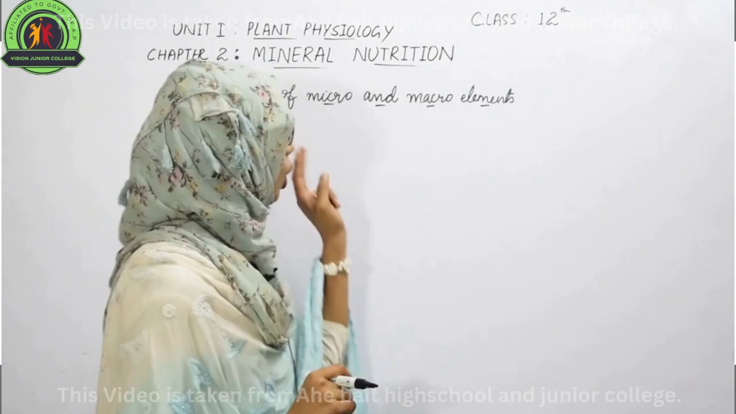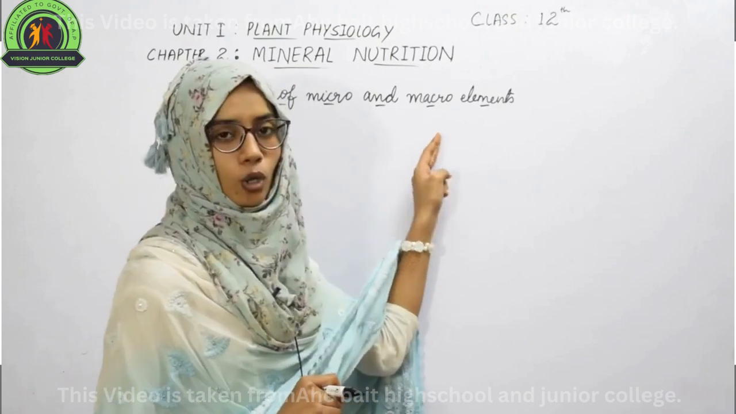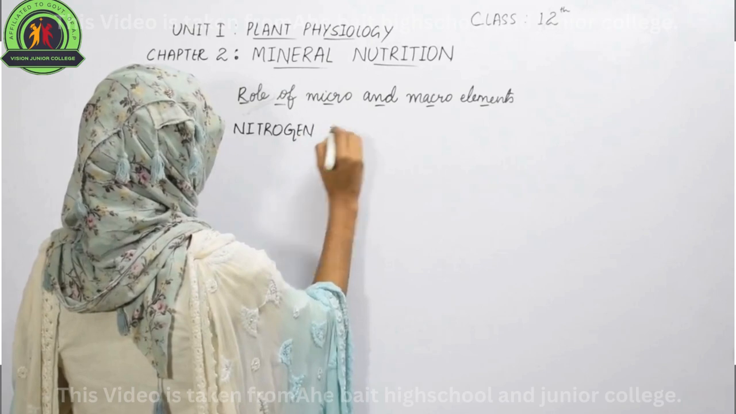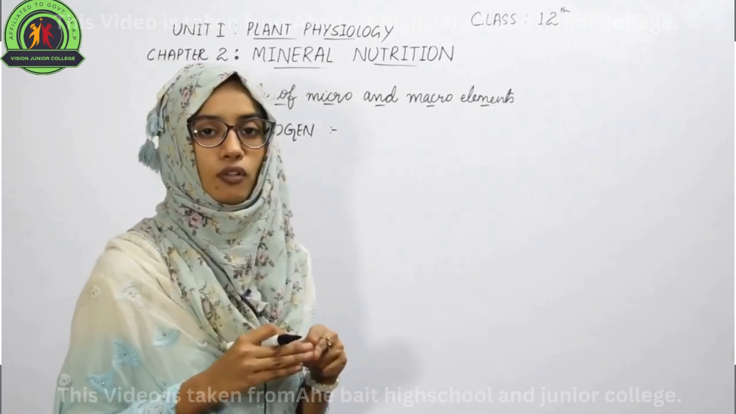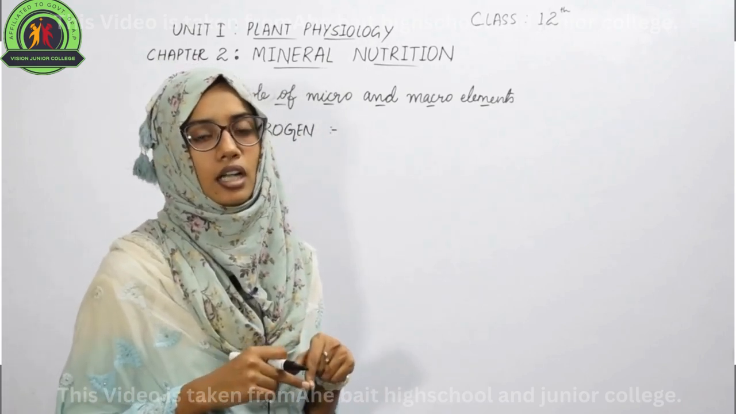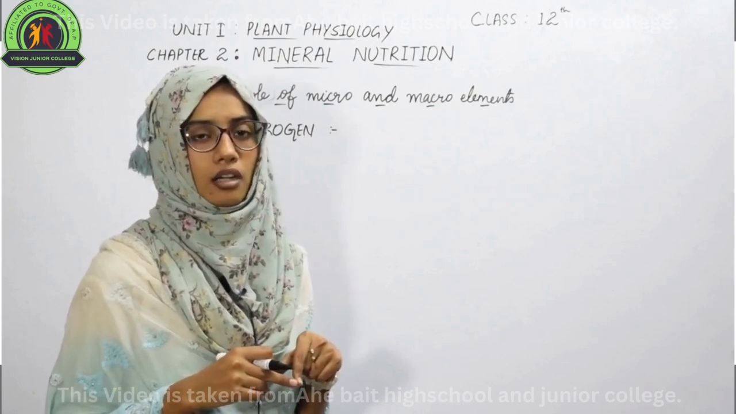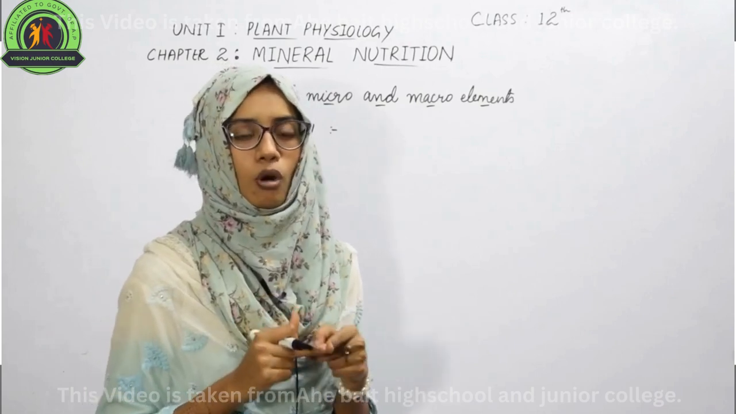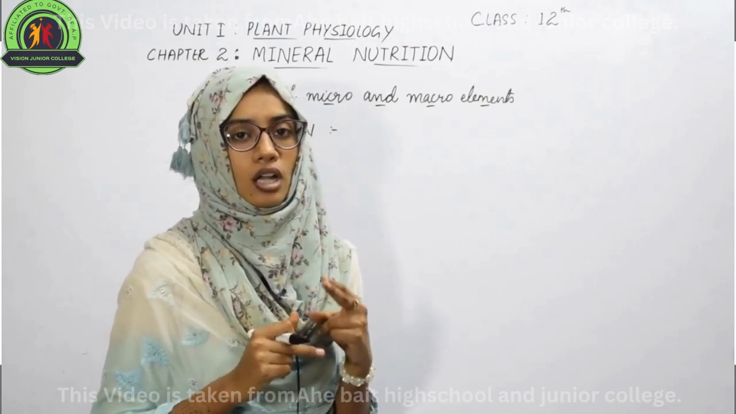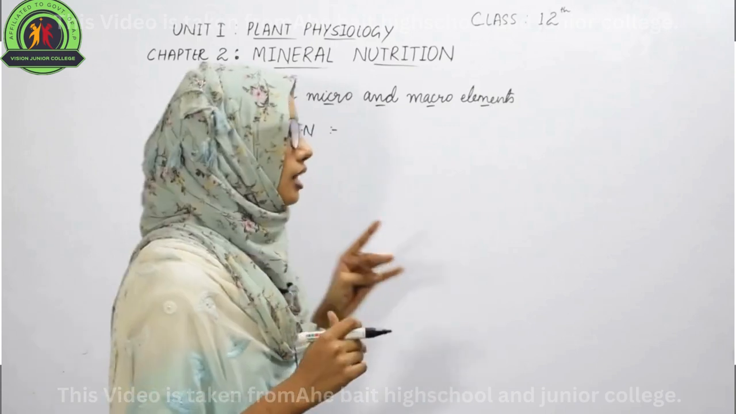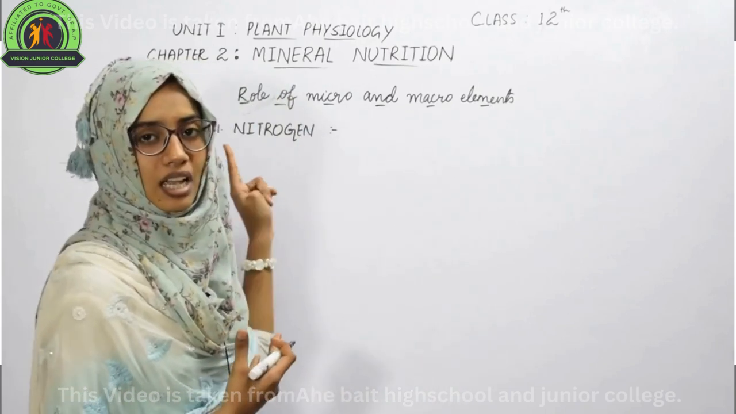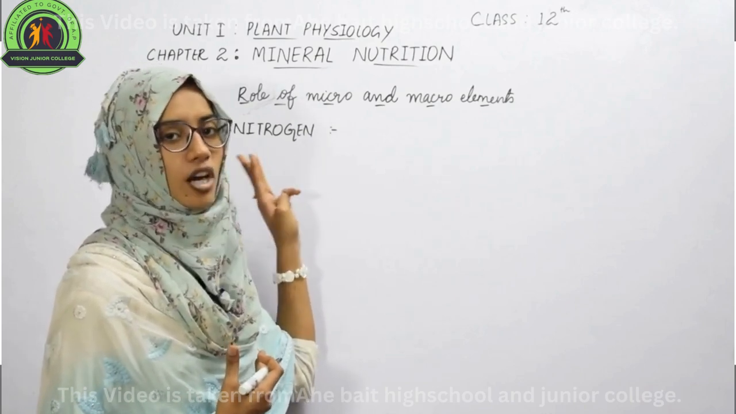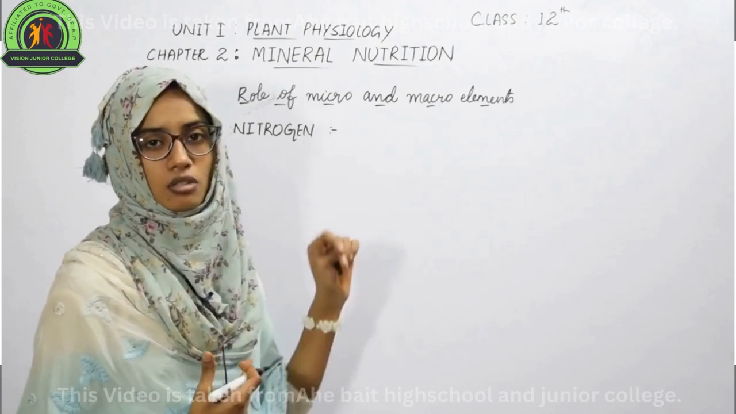Let us discuss the role of micro and macro elements. The first element which we are going to discuss is nitrogen. Nitrogen is one of those elements which is required in macro quantity in a plant body. Whenever we talk of the role of micro or macro elements, we are going to discuss four things: in which form this element is absorbed, where this element is required, the functions of this element, and the deficiency symptom of this element.